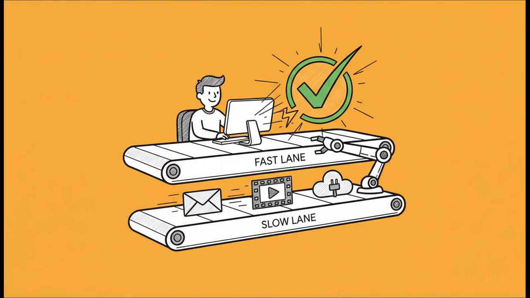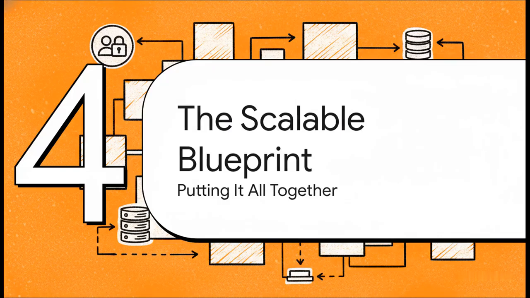So your goal here is to think of your application having a fast lane and a slow lane. The fast lane is for everything the user absolutely needs for an immediate response. The slow lane is for everything else. Sending emails, crunching images, calling some slow external API. We push all of that stuff into a job so it can be handled in the background, which keeps the user experience incredibly snappy.